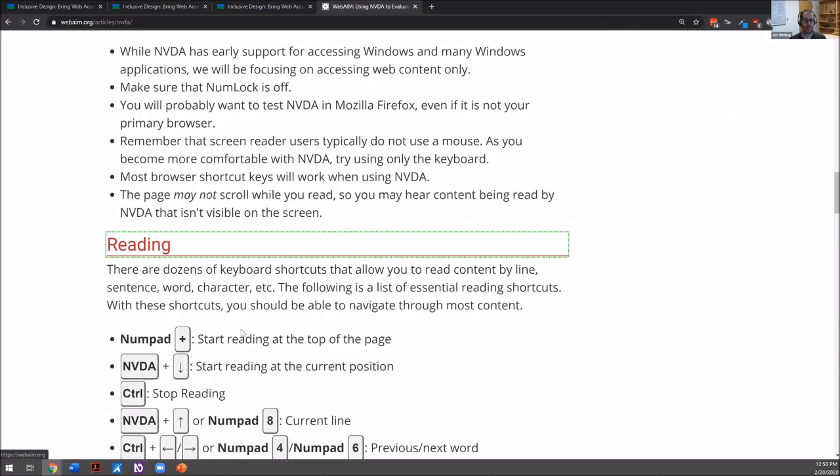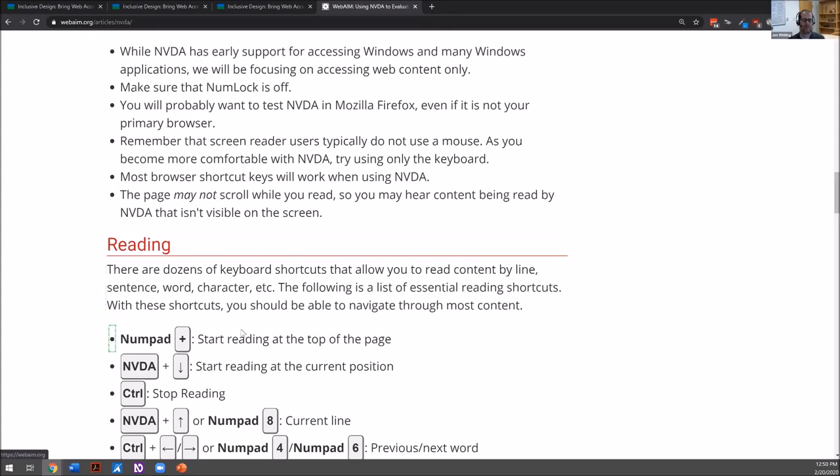For example, if I at this spot hit the NVDA key, don't worry about what that means right now, but if I hit NVDA and down arrow on my computer. Heading level 2, reading. There are dozens of keyboard shortcuts that allow you to read content by line, sentence, word, character, etc. If all this seems scary, I can just hit the down arrow and go line by line or block by block through this page. So let me do that.